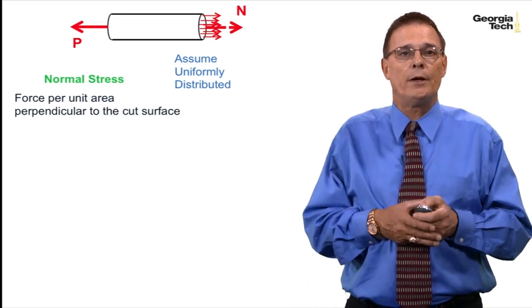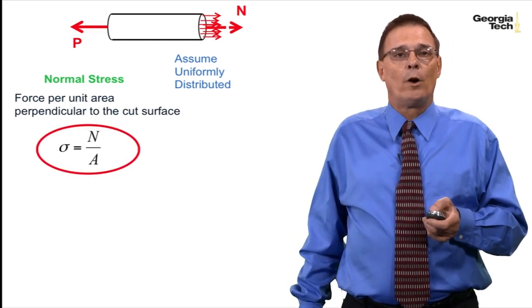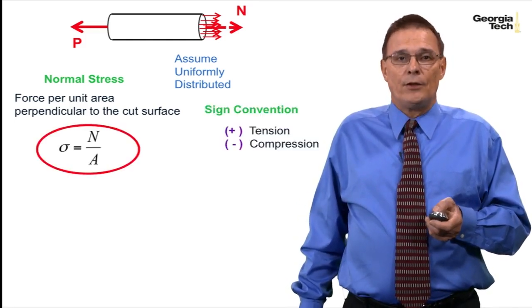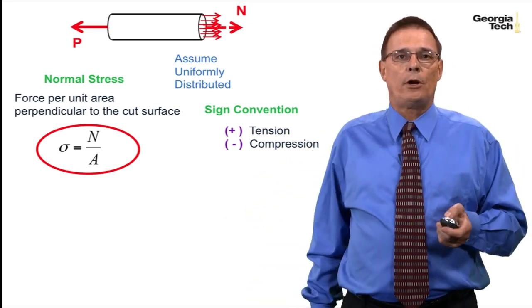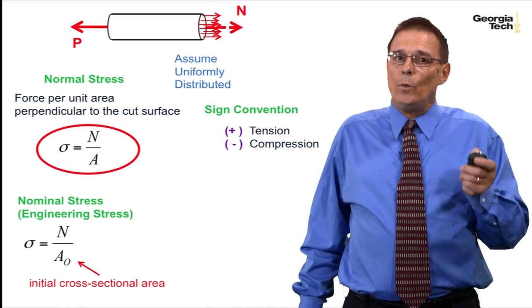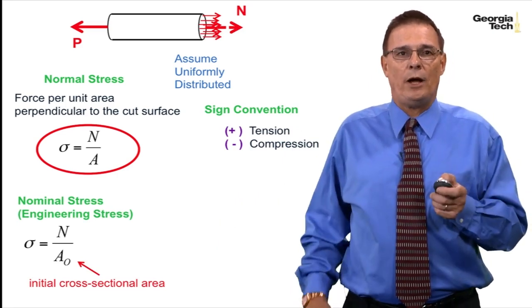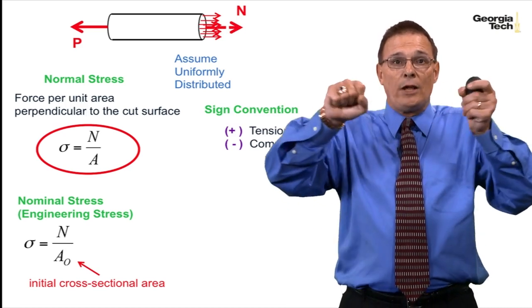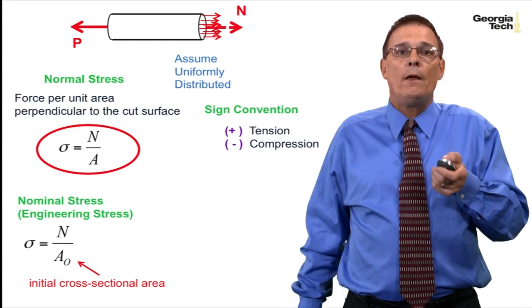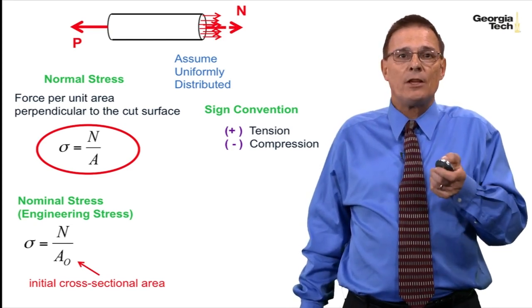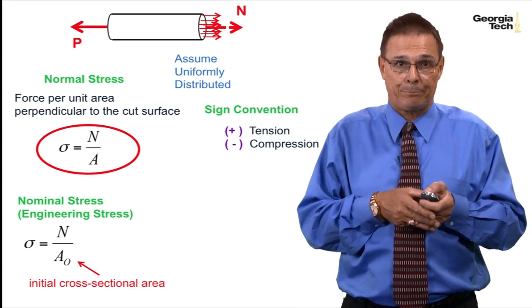Force per unit area perpendicular to the cut surface. And this is the formula for it. And this is the sign convention. Positive stress for tension, negative stress for compression. Now, we can also talk about something called engineering stress or nominal stress. As we stretched this thing, we saw that the cross-sectional area got smaller. And so the engineering stress is based on the initial cross-sectional area of our specimen.